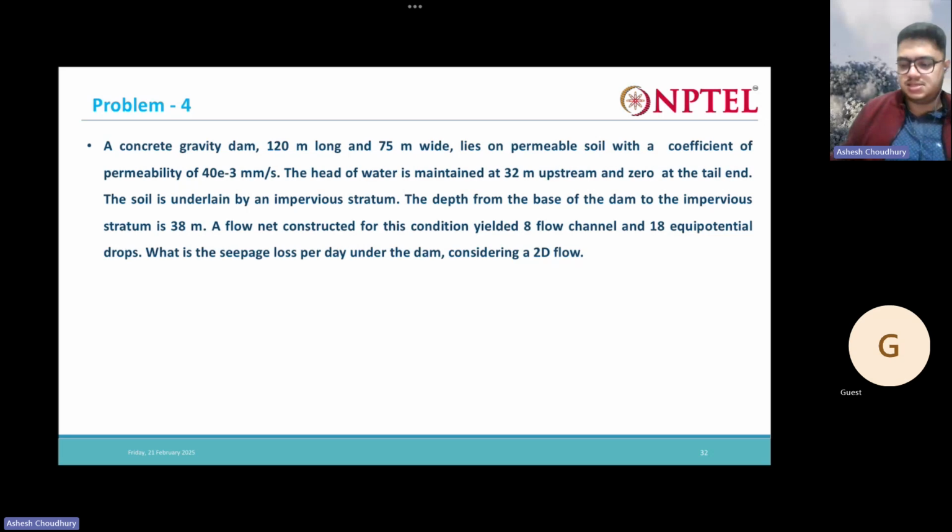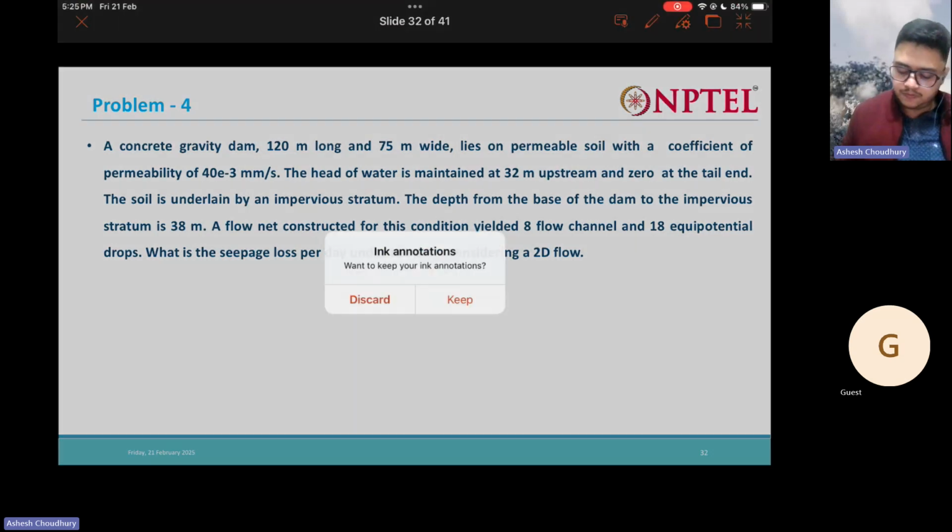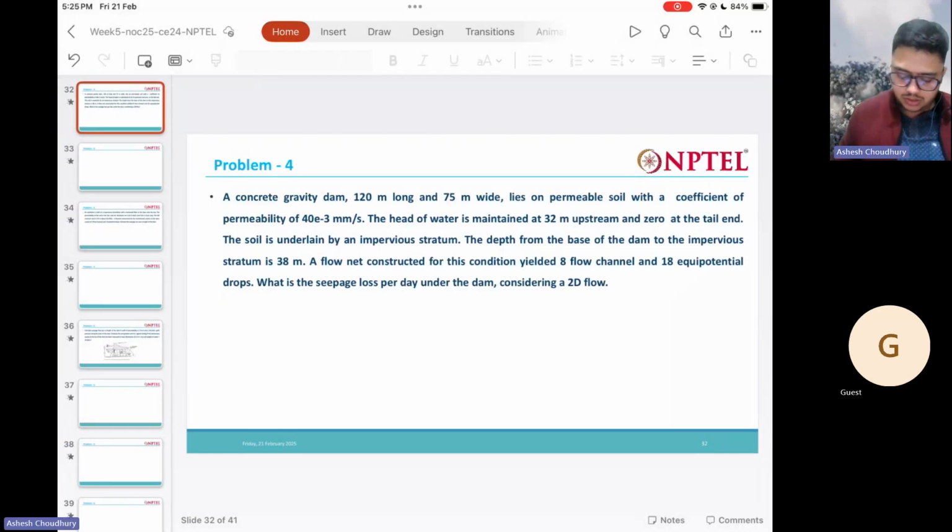So this is very easy. Everything is given in the question. We already discussed it in the previous class, and also in this class. So you should be able to solve it. It's very easy. Everything is given. Just try to solve.